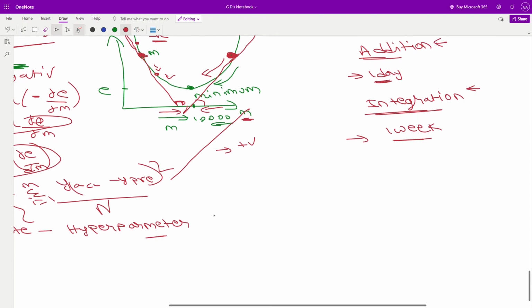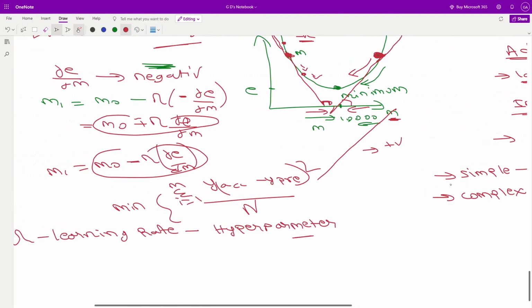The same works for a data set. For a simple data set, the time needed for your model to learn that particular data set might be less. Whereas if you have a complex data set, the time needed to learn it would be more. So in order to decide the speed of the learning process, you use learning rate.